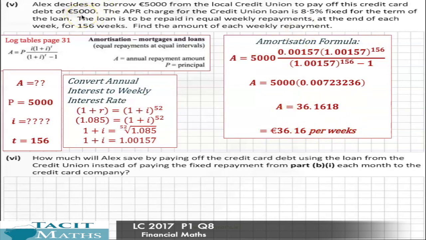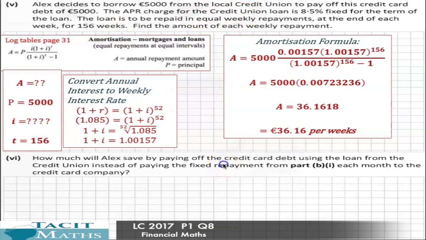Now remember we were saying he's paying off a loan. He got out a loan to pay off a loan. So why is he doing this? Surely that doesn't make any sense. And the answer to that is in this question down here: how much will he save by doing this? So why didn't he just pay off the credit card company? Why did he get a new loan?